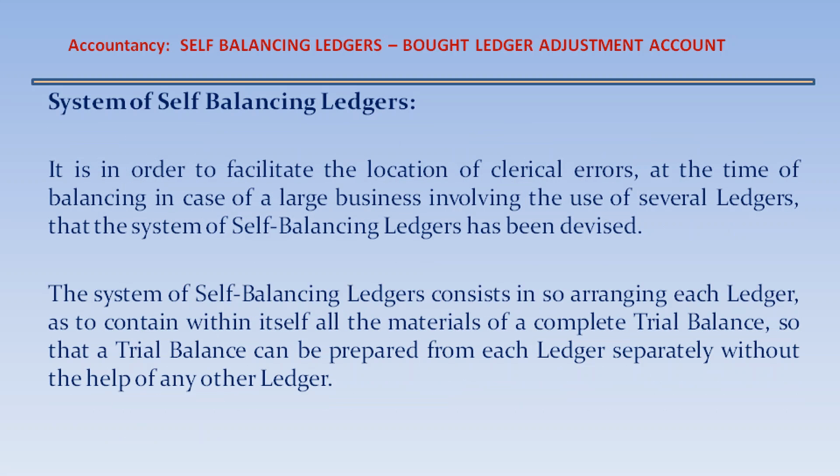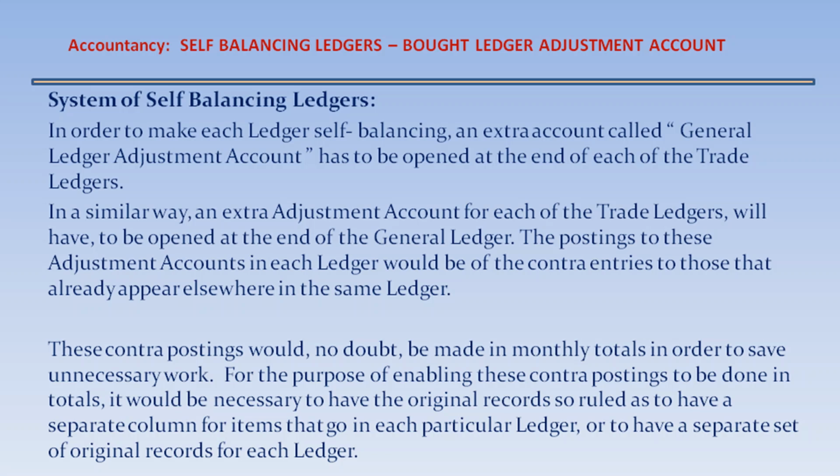It is in order to facilitate the location of clerical errors at the time of balancing in case of a large business involving the use of several ledgers that the system of self-balancing ledgers has been devised. The system of self-balancing ledgers consists in so arranging each ledger as to contain within itself all the materials of a complete trial balance, so that a trial balance can be prepared from each ledger separately without the help of any other ledger. In order to make each ledger self-balancing, an extra account called General Ledger Adjustment Account has to be opened at the end of each of the trade ledgers.